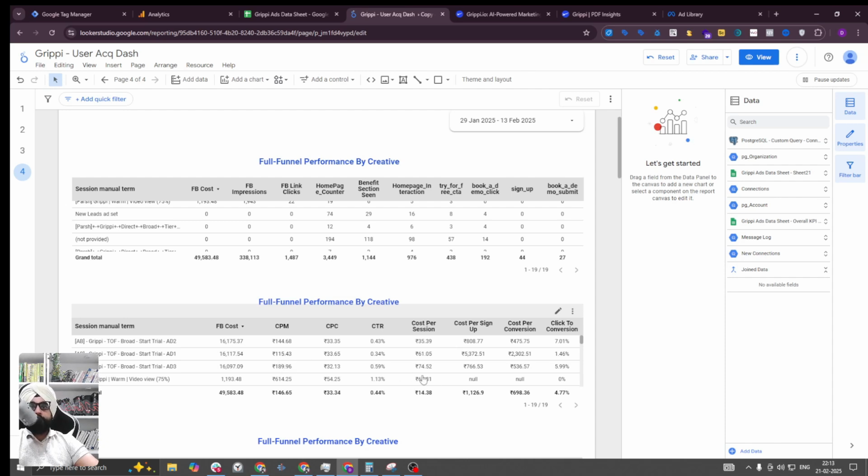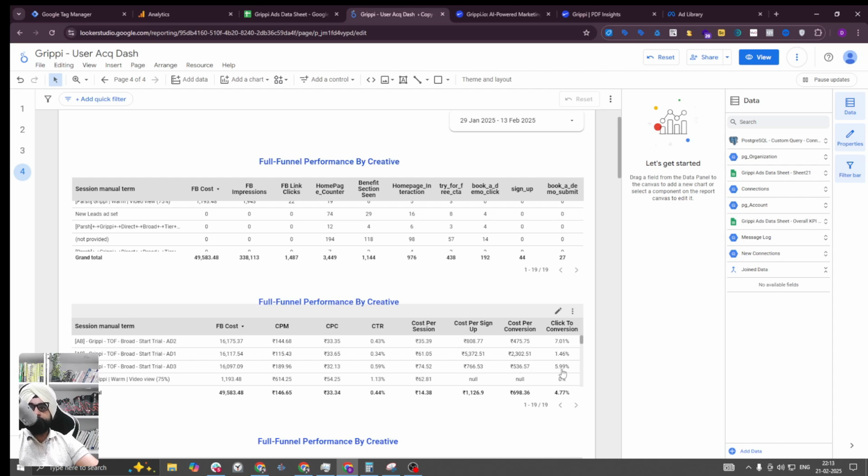Okay. Now, when we look at the cost per sign up, here's where things get really, really interesting. The cost per sign up for ad 1 is around 5,372. The cost per sign up for ad 2 is 800 rupees, and the cost per sign up for ad 3 is 766. Cost per overall conversion, which includes sign up as well as book a demo submit, is 2,300 for ad 1, 475 for ad 2, and 536 for ad 3.